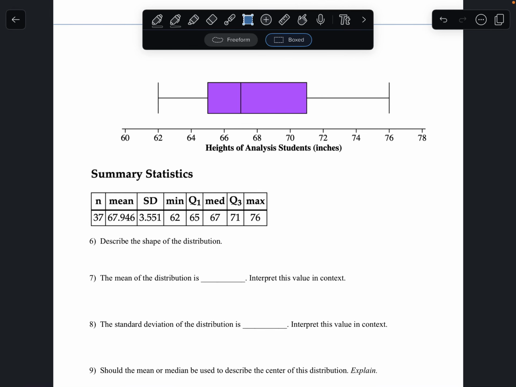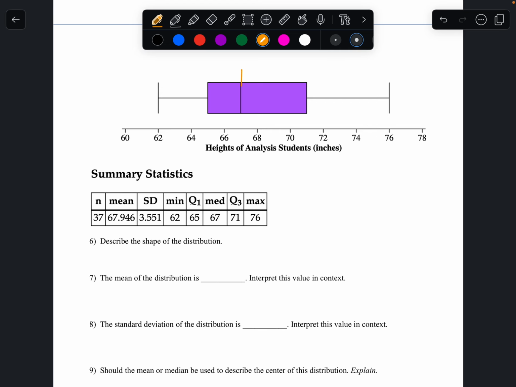This is going to be a short video going over this box plot and the summary statistics here for the same context we were talking about on the other video of the height of the analysis students. So it's asking us to describe the shape of the distribution. It's pretty easy to do with the box plot.